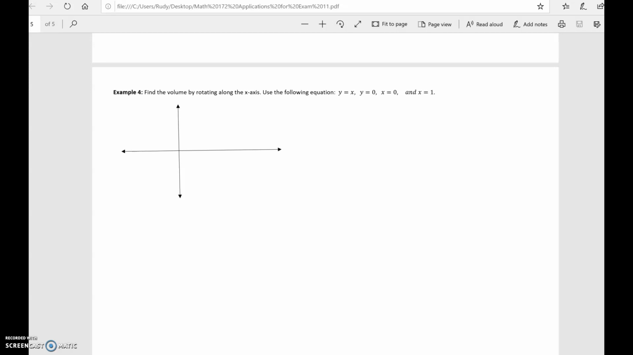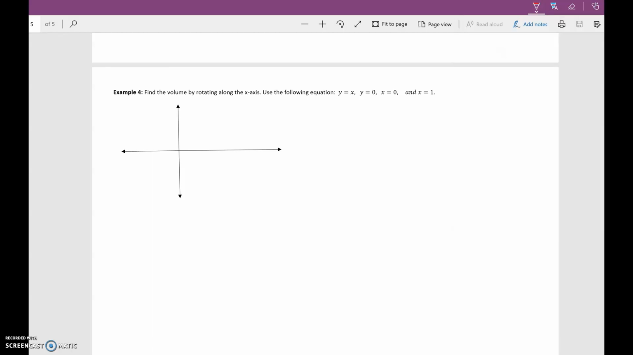Hi class, let's take a look at example 4. In example 4, they want us to basically still look at the x-axis. The function that we're given is technically y is equal to x. So let me actually draw this one. So this is your line y is equal to x.